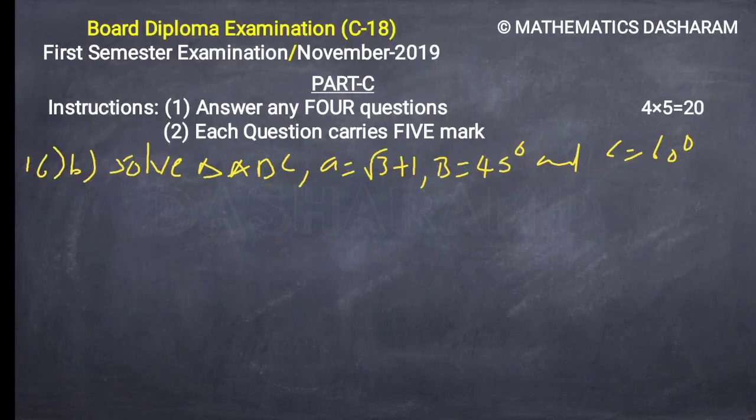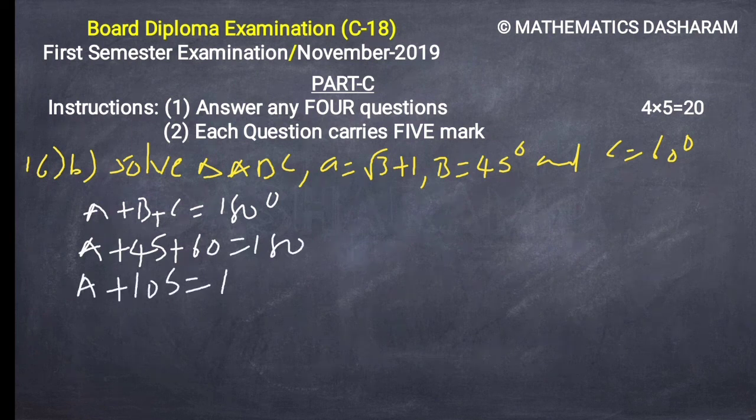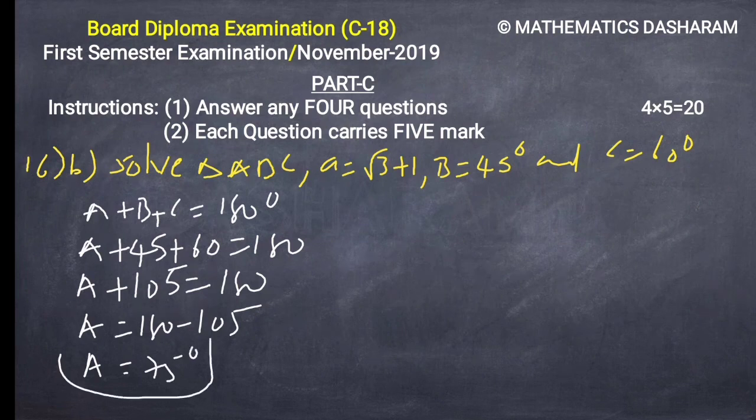Last question in this question paper, that is: solve triangle ABC where a means side root 3 plus 1, B means angle 45 degrees, angle C 60 degrees. So as per the angle sum property, the sum of the three angles is 180 degrees. In this, A value is required, B value 45, C value 60 degrees, it is equal to 180. So A plus 105 degrees, then A equals 180 minus 105. So A equals 75 degrees.